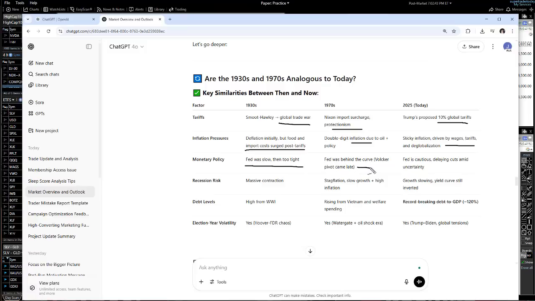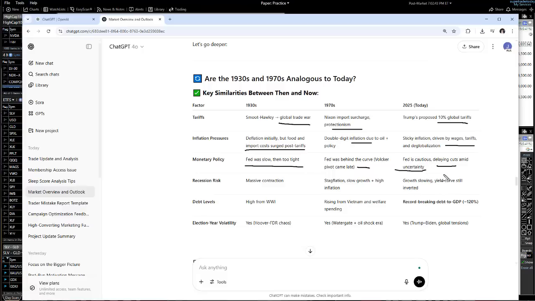So the Volcker pivot was what? It was a massive inflationary spike late in the 1970s, right? Towards the end of the late 1970s, that's when gold went ballistic. I believe we're going to go through that again, by the way, but not until we see what's happening here. What's happening right now is the Fed is cautious, delaying cuts, especially with the uncertainty of what's happening right now.